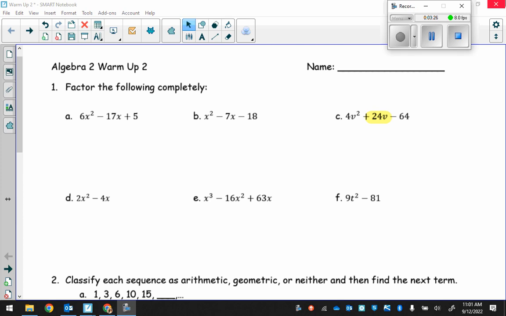If it's geometric, what's the same number? What are we doing? You're multiplying by negative 3. Excellent. For D, it is arithmetic. The next term is negative 2. What is the common difference? Yeah, Julia? For D? Yes, you are adding 8.